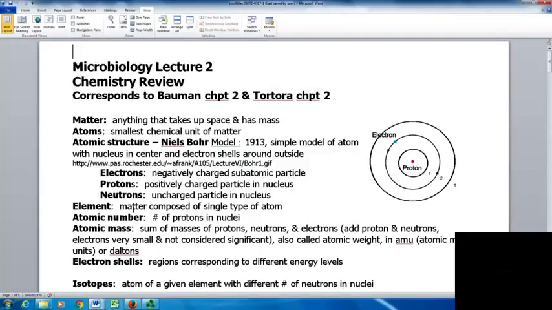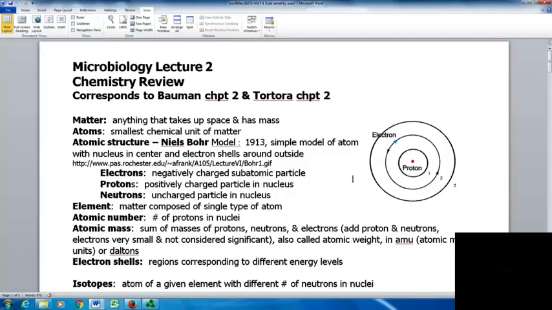Matter is anything that takes up space and has mass, and chemistry is just the study of matter. Atoms are your smallest unit of chemical matter. When we look at the atomic structure, the easiest thing for us to use in biology is the Niels Bohr model that was come up with in 1913. It's a simple model of the atom with the nucleus in the center and then the electrons in shells around the outside. It's sometimes called the planetary model.